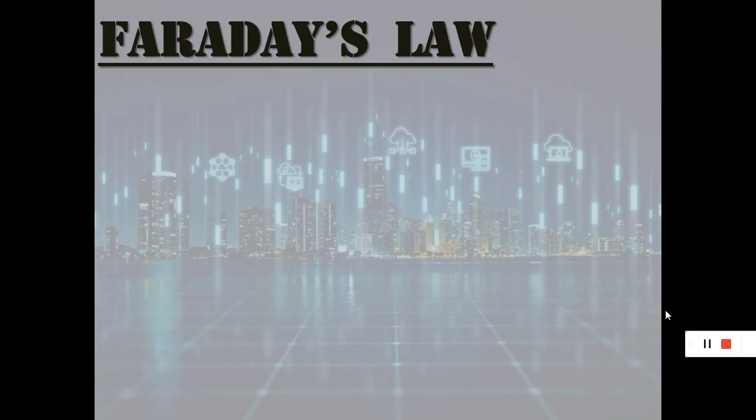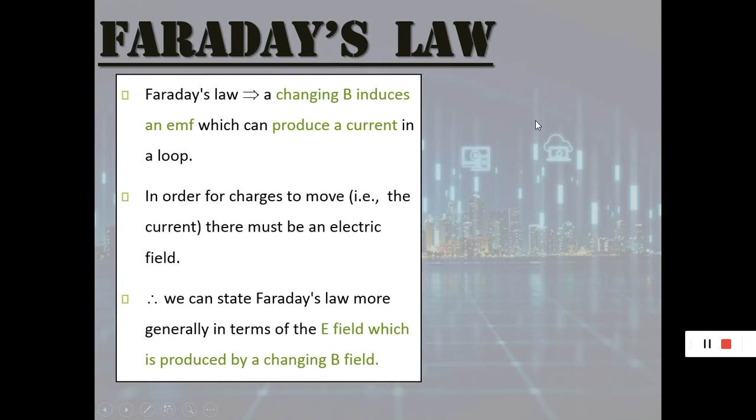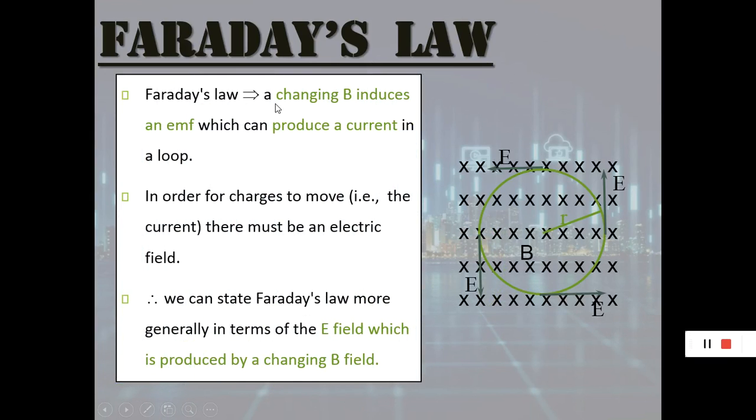So, you have learned about Faraday's law. For Faraday's law, you have learned that a changing B induces an EMF which can produce a current in a loop. In order for charge to move, there must be an electric field. So we can state Faraday's law more generally in terms of the E field which is produced by changing B field.